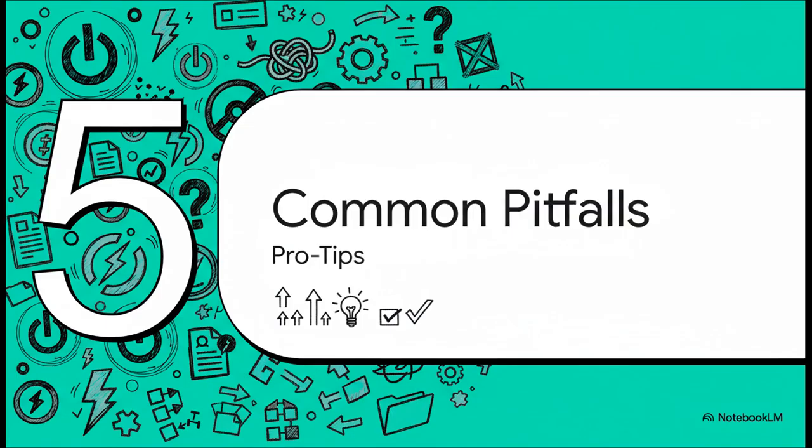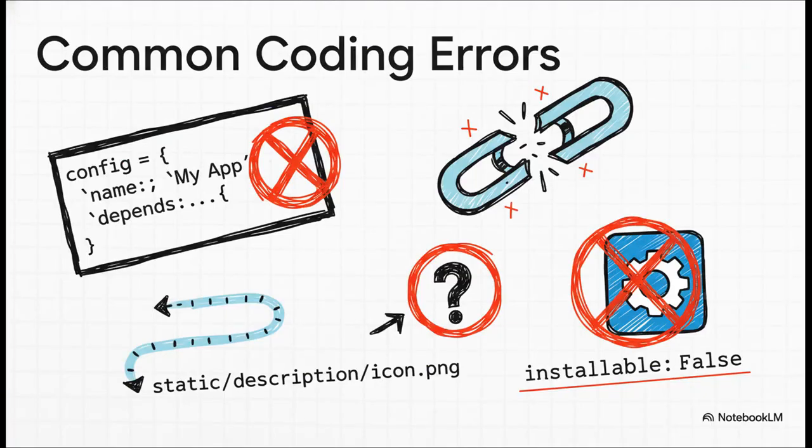Okay, so now that we've seen how powerful the manifest is, let's talk about how easy it is to mess things up. With great power comes some really frustratingly simple ways to break everything. Honestly, the most common errors are often the simplest ones. A missing comma in the Python dictionary, a typo in a dependency name, a wrong file path. We've all been there, right? Staring at a server log for 20 minutes, only to find a single missing comma.